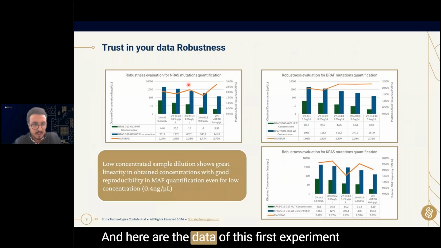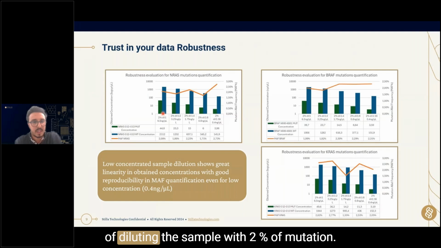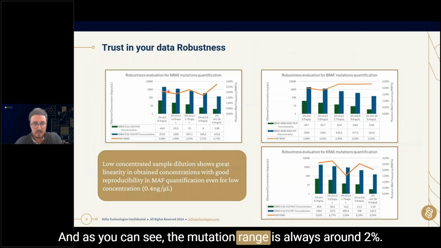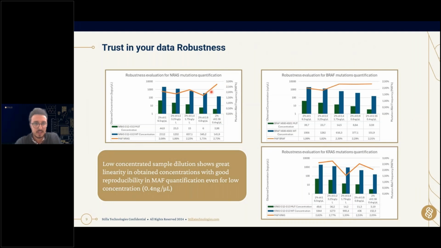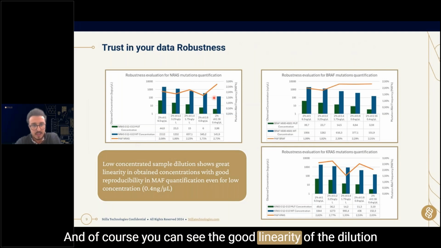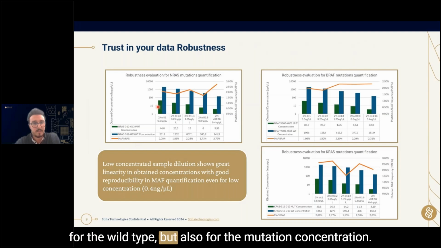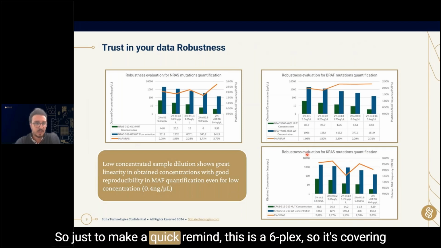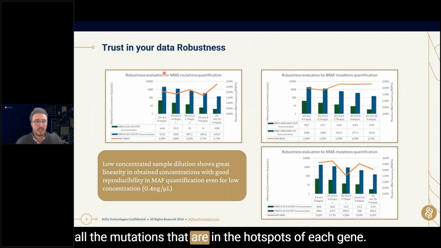And here is the data of this first experiment of diluting the sample with 2% of mutation, starting from 6.5 nanogram per microliter to 0.4 nanogram per microliter. And as you can see, the mutation rate is always around 2%. And of course, you can see the good linearity of the dilution for the wild type, but also for the mutation concentration, and this is for the 3 genes. Just to make a quick reminder, this is a 6-plex assay, so it's covering all the mutations that are in the hotspots of each gene.